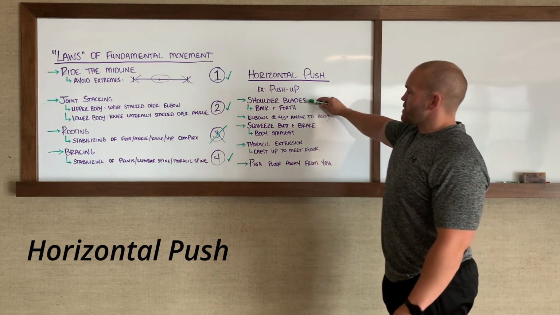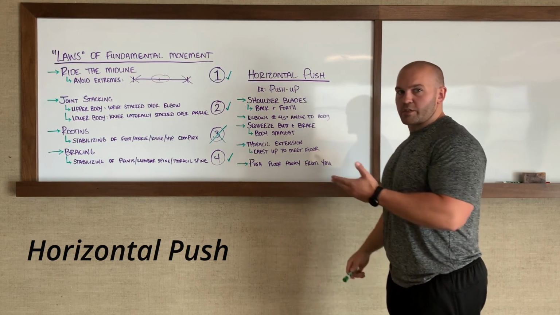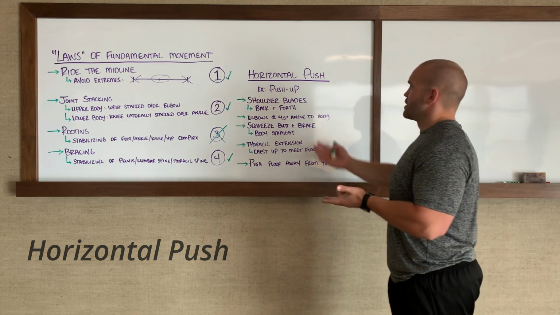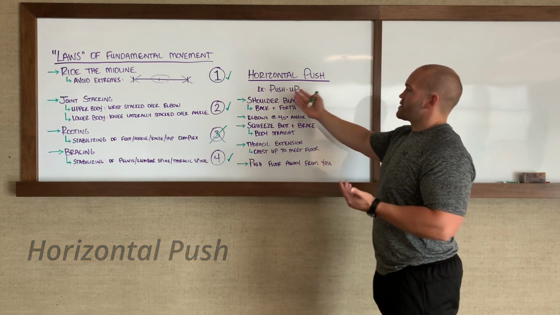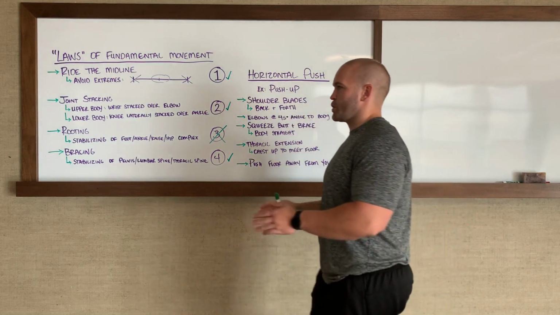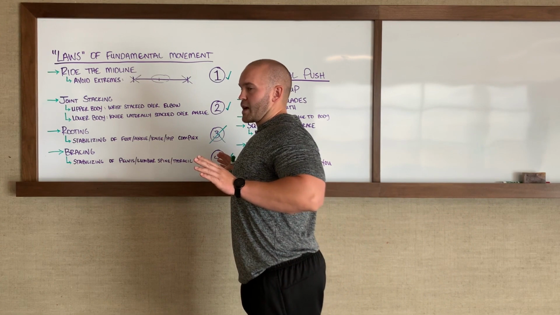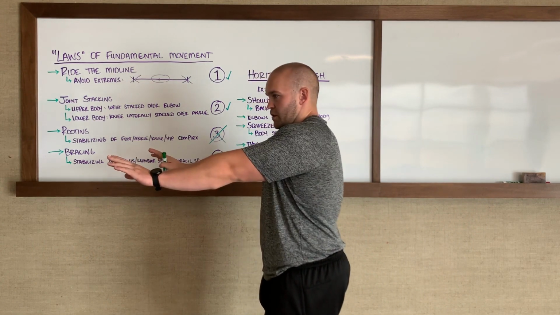In this case, we want to make sure that our shoulder blades are moving back and forth in the horizontal plane. You'll notice that the name of the exercise correlates to which way you want your shoulder blades to move. In this case, with the push-ups, your shoulder blades are going to be moving backwards on the way down and forwards on the way up.